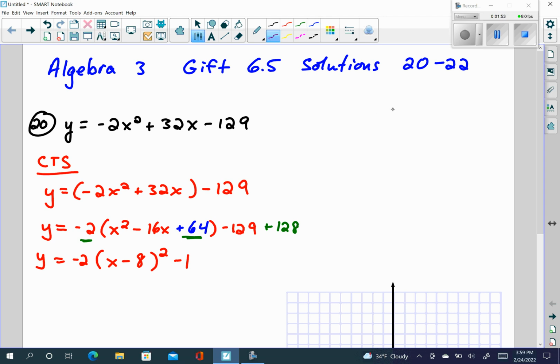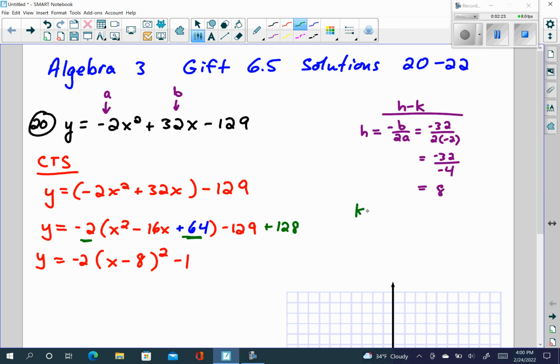Now if we go through and use the HK method, remember, show your work, always label. This is us finding h, so it's the opposite of b over 2a. What's b? 32. What's a? -2. So the opposite of b becomes a -32. 2 times a is 2 times -2. So this gives us -32 over -4, which is a +8.